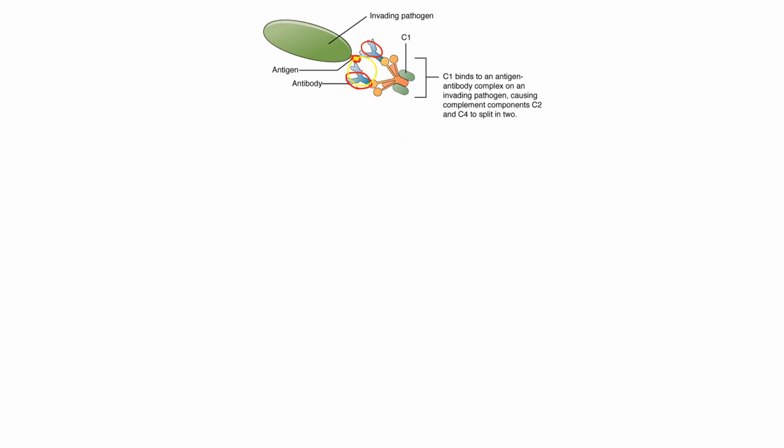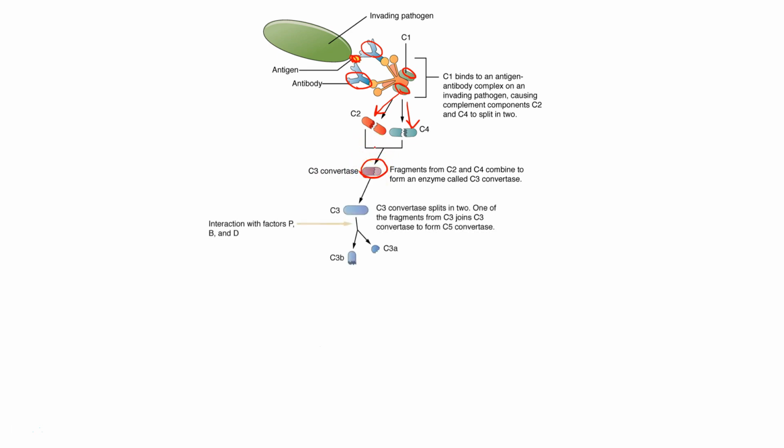All right, so once the antibodies have bound to the antigen, there's going to be a split. These two subunits will split, forming what's known as C2 and C4. A chunk of C2 and a chunk of C4 will come together, and that will form what's known as the C3 convertase, and that will be used later to convert C3, which is another protein in this system, into two little bits, C3a and C3b.